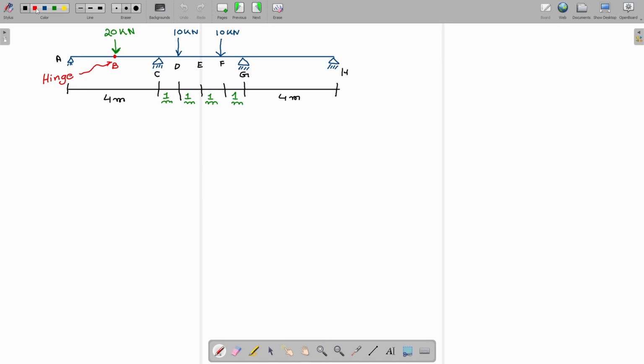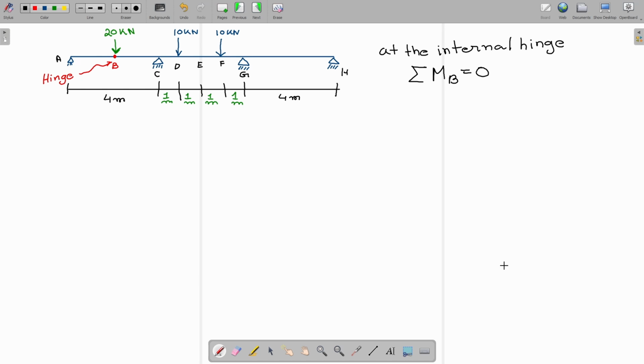First of all, we need to write a principle that at an internal hinge, moment is 0, right? So we are going to write here: at the internal hinge, summation of moment is equal to 0.